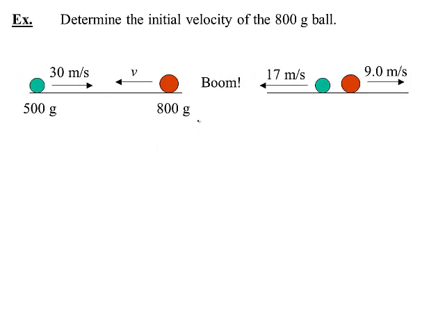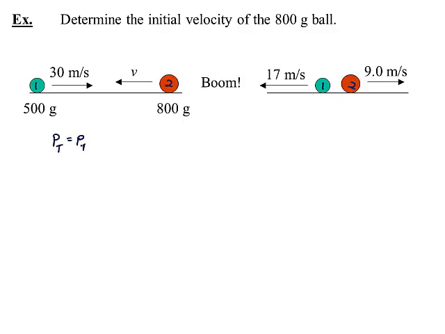So the example problem. Determine the initial velocity of the 800-gram ball. So you've got 2 balls going toward each other. One has a mass of 500 grams, the other has a mass of 800 grams. So we'll call this one ball number 1, and we'll call this one ball number 2. We have the initial velocity and the final velocity for ball 1. The initial velocity is unknown for ball number 2, but we know its final velocity.